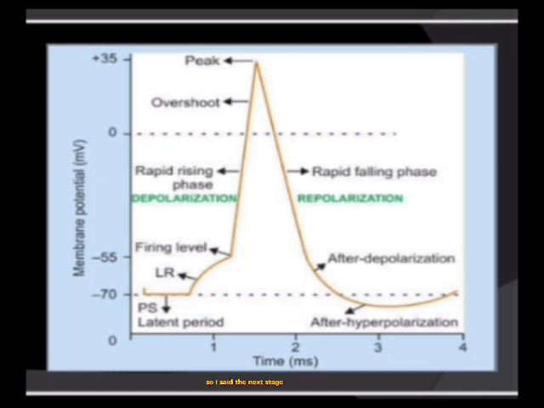So I said the next stage is overshoot. And overshoot simply means that the polarization has exceeded the 0 mark. Okay? The next stage is the peak. From overshoot, the polarization continues until it arrives at its peak, which is plus 35 millivolts. At the peak, it means that the polarization is complete. The cell is fully depolarized.